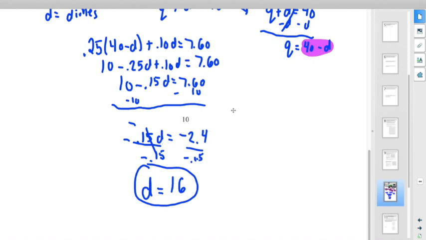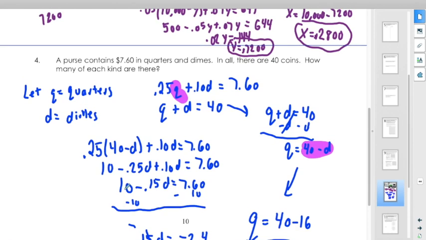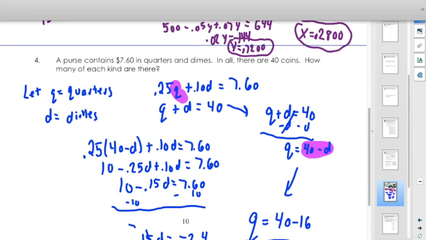So there's 16 dimes. Now how many quarters? Well, let's figure it out. Q is equal to 40 minus 16. So how many quarters are there? There's going to be 24. So that's how many of each coin that we have here. Okay? And that is the end of day.